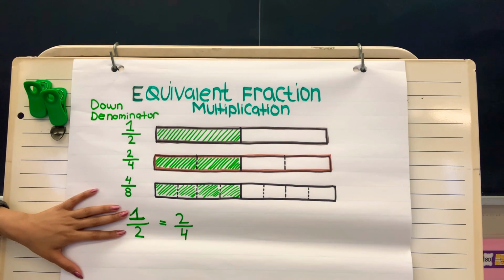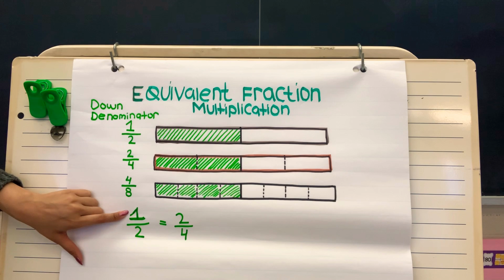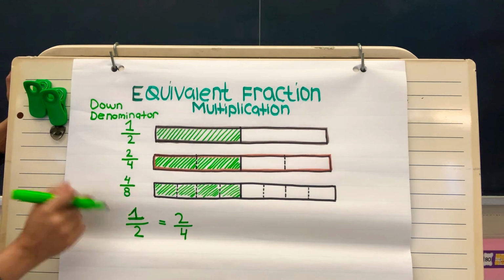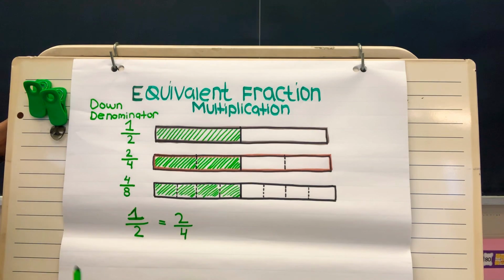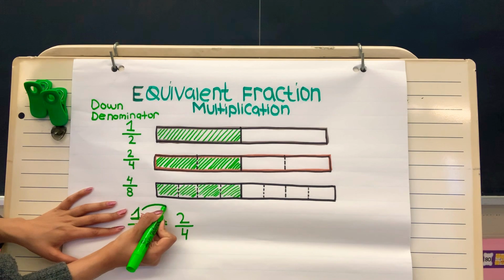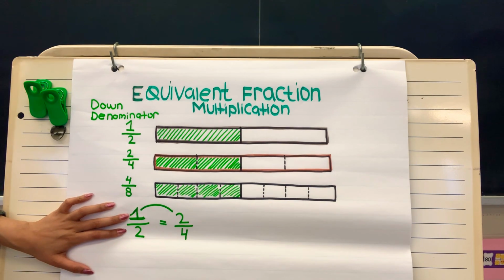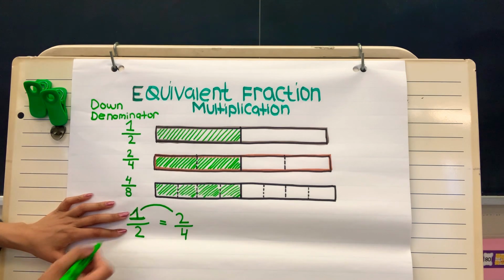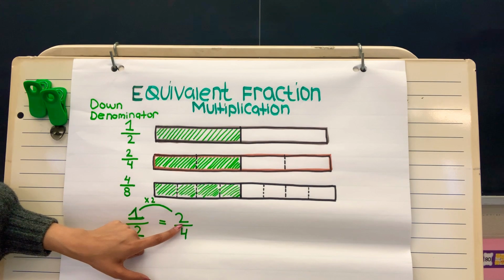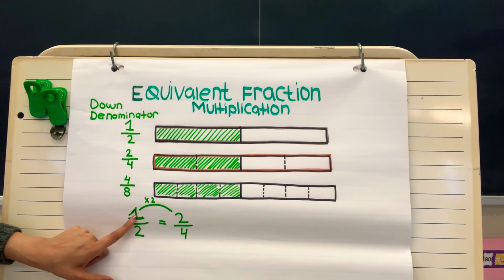What I basically did was, I'm going to ask myself, what can I multiply 1 by to get 2? Which times table or which number can I multiply this 1 by so that I would get 2? And what I did was, I multiplied 1 times what gives me 2? 1 times 2 gives me 2, because I am doubling up my numerator.